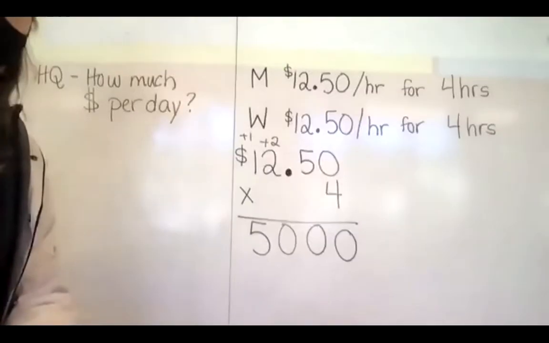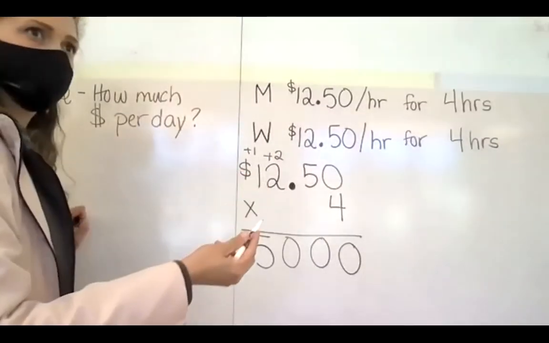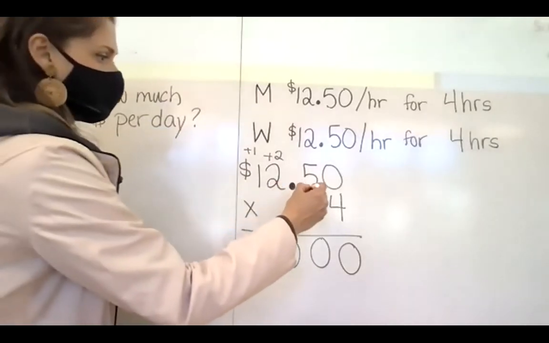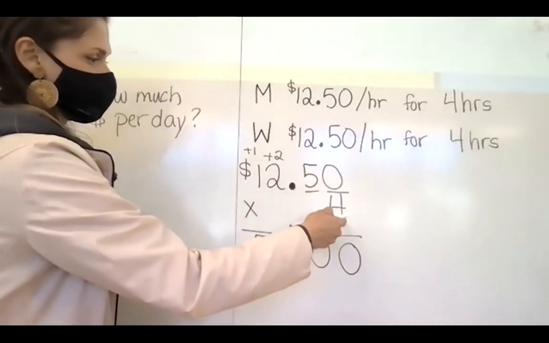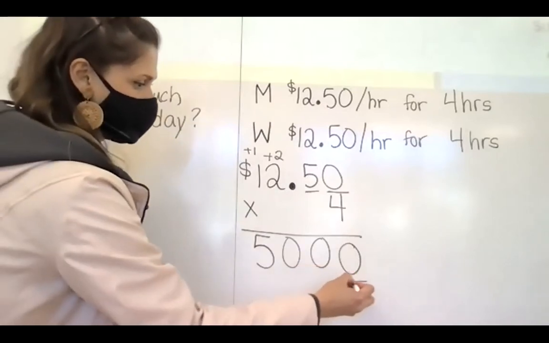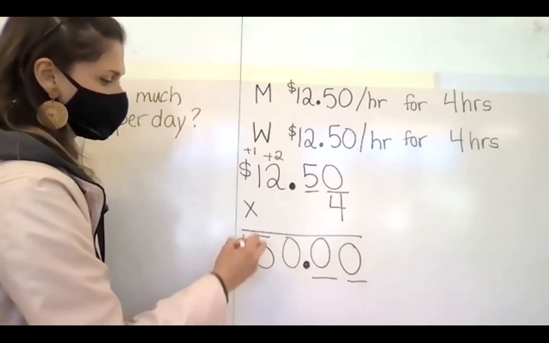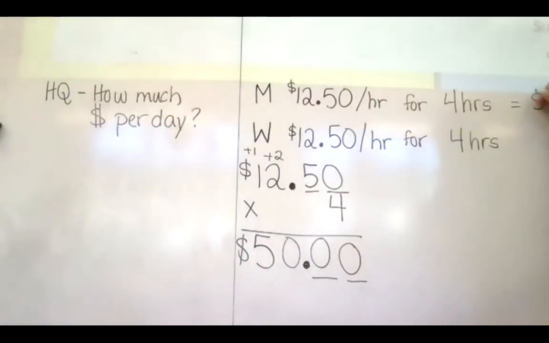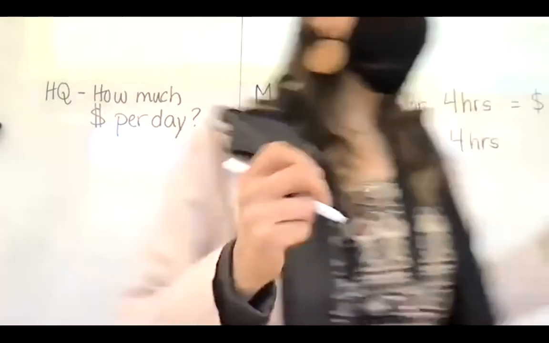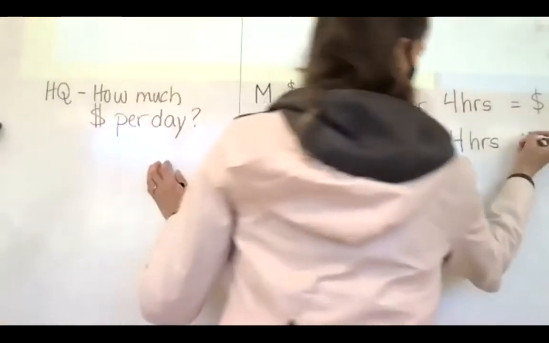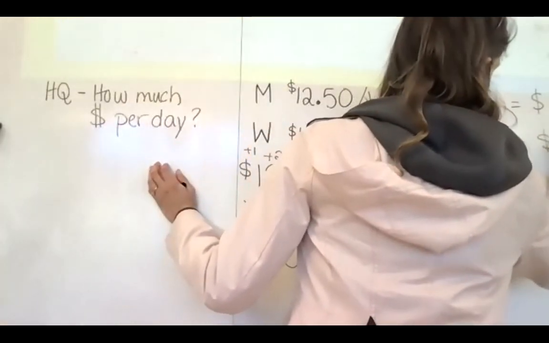Don't forget, 5th graders, we need to count how many decimal places are in both our factors. So 1, 2, no decimal places here. We need to have 1, 2 decimal places in our answer. Don't forget your dollar sign. So it looks like on Monday, it's going to cost her $50. And Wednesday is the same exact thing, right? So it's also going to cost her $50.